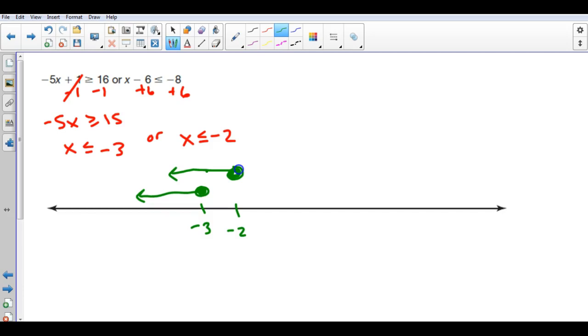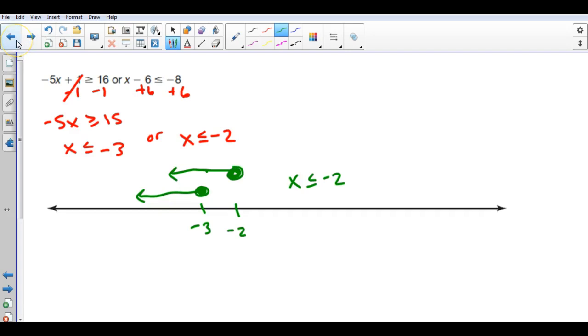So really, anything that is less than or equal to negative 2 is going to be a solution to this problem. And the reason I know that is because there's some overlap here. If I pick negative 5, it satisfies both of these. If I pick negative 3, it satisfies one of them. If I pick negative 1, it doesn't work. If I pick negative 2.5, that'd be right here, and that would work. So anything that is less than or equal to negative 2 is a solution to this entire inequality.